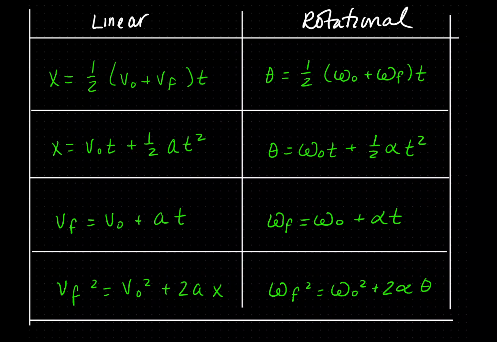Since we've been comparing linear to rotational, linear kinematics will also become rotational kinematics. X, or distance, will become theta, angular position. Velocity will become angular velocity, omega, and acceleration will become angular acceleration. So the formulas are the same, except x is swapped with theta, velocity is swapped with omega, a is swapped with alpha.